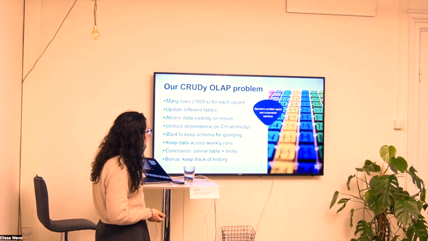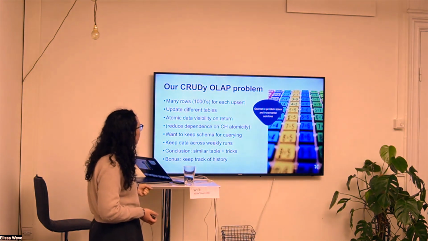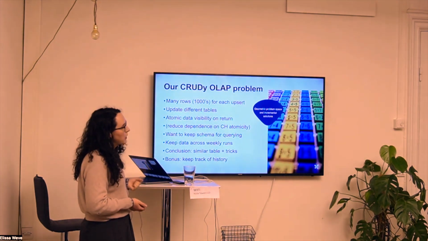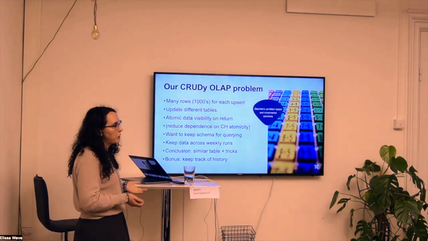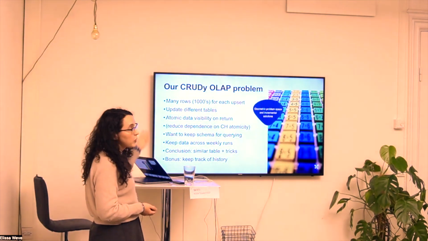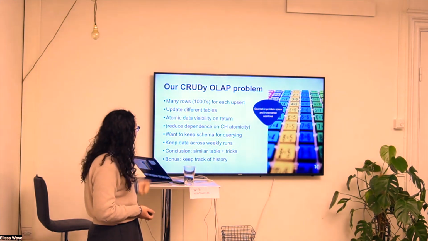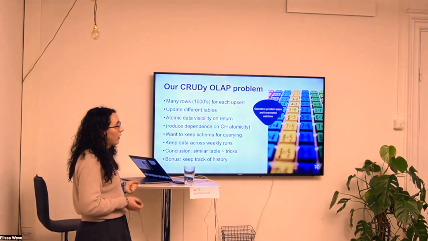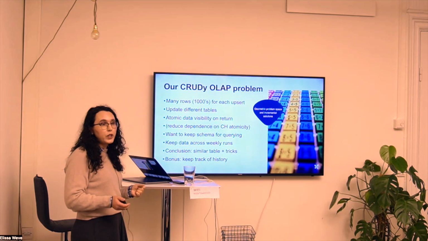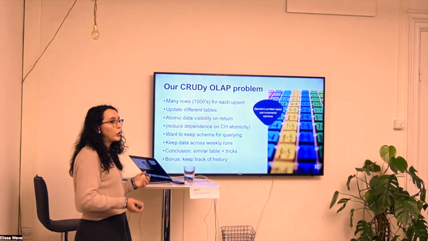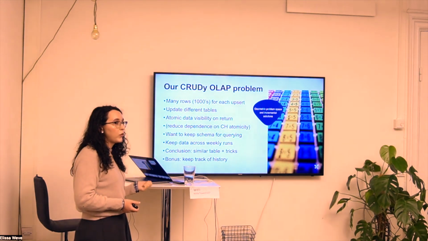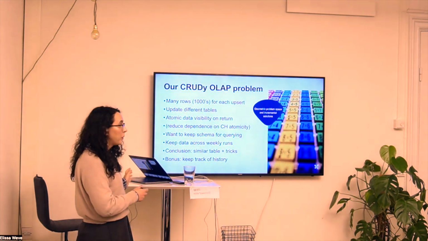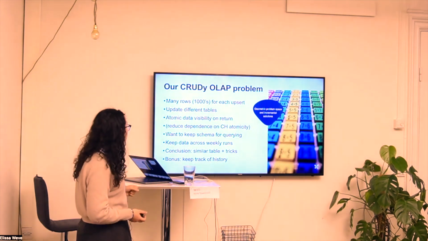And so this is our CRUDy OLAP problem, where we get this geometric problem space where, as I mentioned, thousands of rows need to be updated for each upsert, and also these two different tables that we want to update. And what we need in this is really atomic data visibility. So you don't want to show that half of your stores have the old price when you're updating to 20 kroner from 22. You want to show either all of them with the old or all of them with the new, and no inconsistencies between tables.